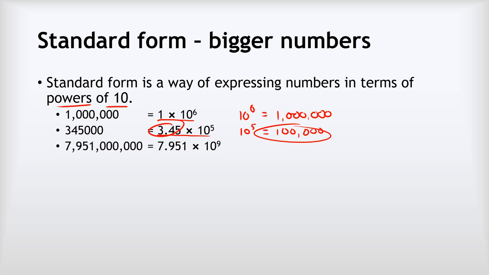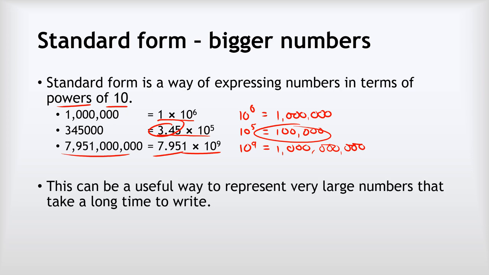And let's look at one last example. 7,951,000,000 can be written as 7.951 times 10 to the power of 9. And again, let's think about why. That 10 to the power of 9 is a compact way of writing out 1 billion. That is 1 followed by 9 zeros, like that. So when we say 7.951 times 10 to the 9, we're saying 7.951 lots of a billion, which is exactly what that number there is.